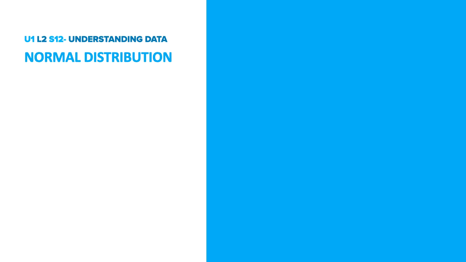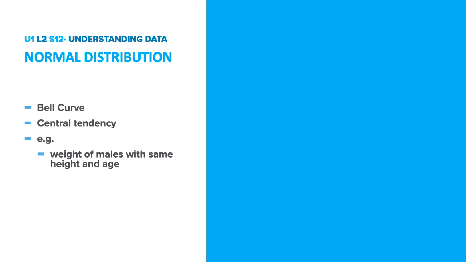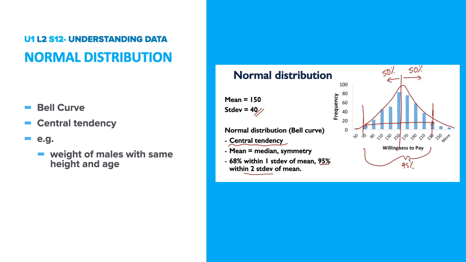When we talk about normal distribution, let us understand normal distribution in detail. In case of normal distribution for the sunglasses, as I said earlier, the mean is 150 and standard deviation is 40. Most of the values have a central tendency towards the mean, towards the average, and it is a symmetrical distribution. That means the mean is equal to median. That is very important to understand.